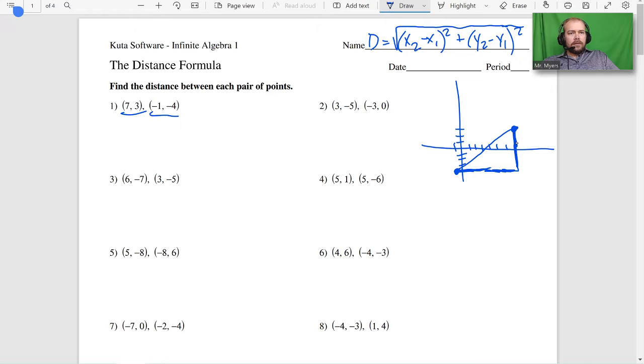1, 2, 3, 4, 5, 6, 7. Right? So 7 spaces. What about this way? 1, 2, 3, 4, 5, 6, 7, 8. 8 spaces. And I'm definitely going to need a calculator for this. I don't know why I didn't break out a calculator already.